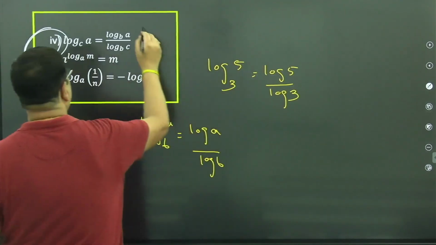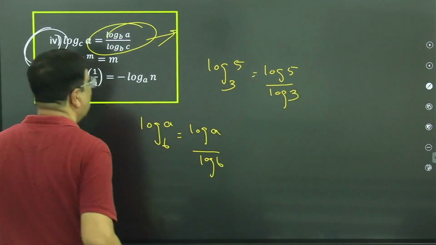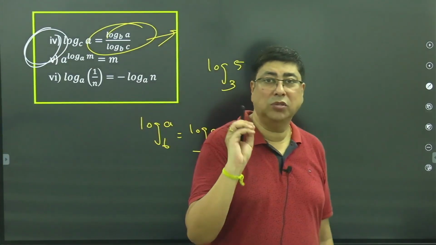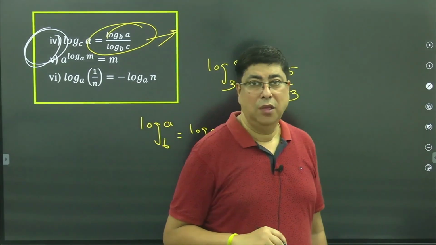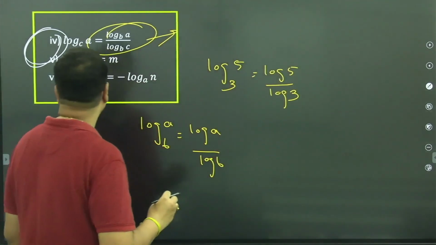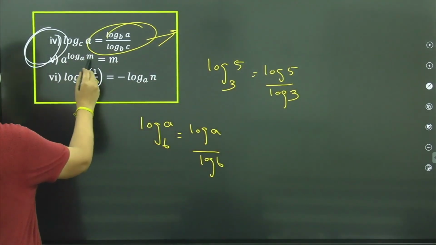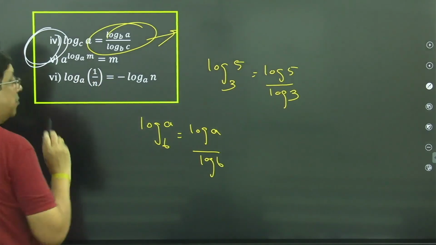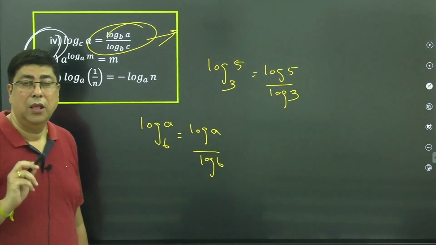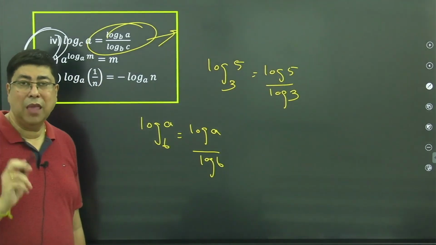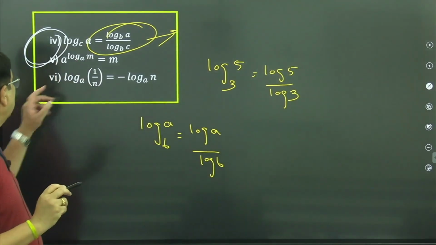This is the king property, everybody. It is the most important property of the logarithm, and continuously you have to use this. One more thing: a to the power log m is m, and yes, these two bases are the same.